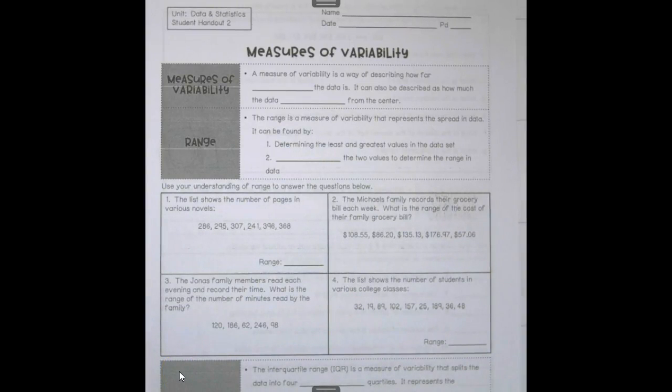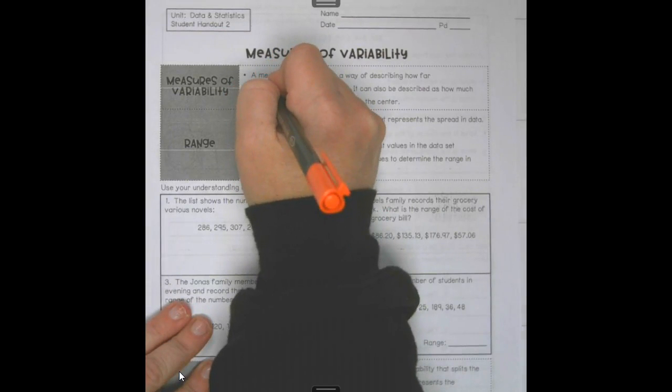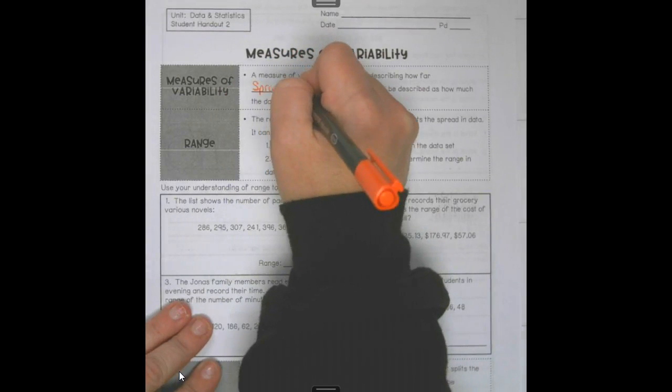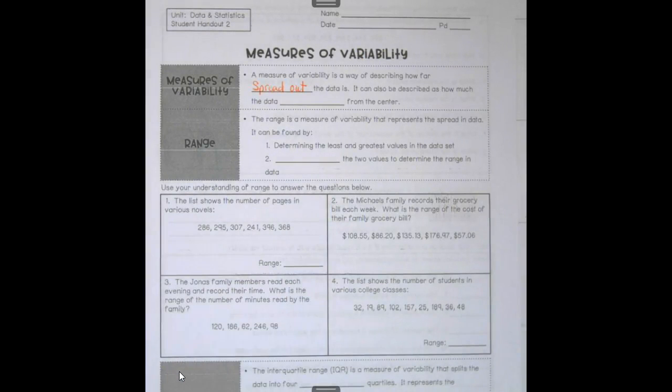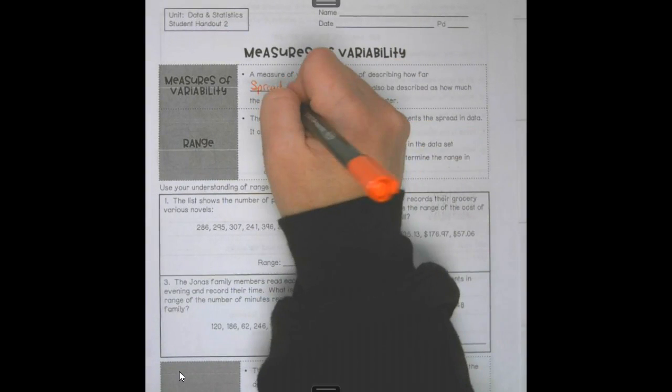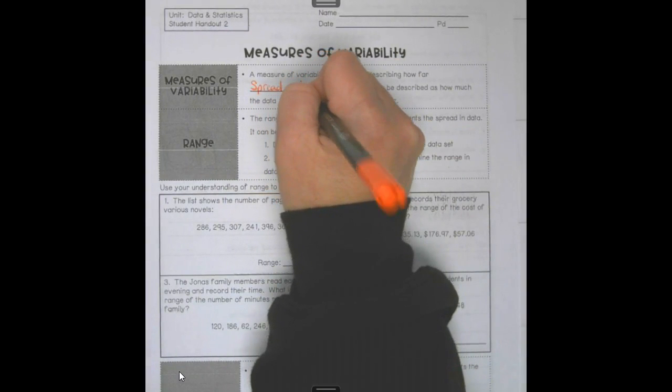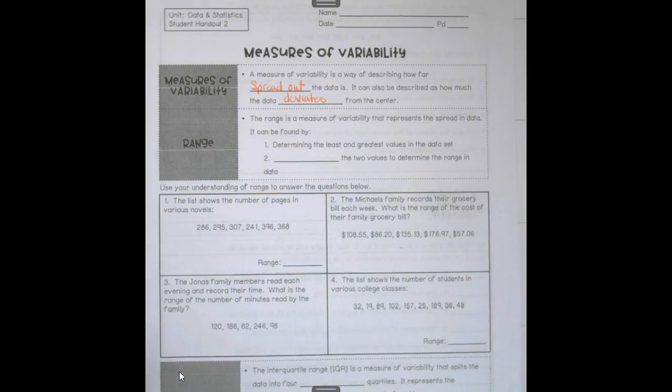Measure of variability. A measure of variability is a way of describing how far spread out the data is. It can also be described as how much the data deviates from the center.